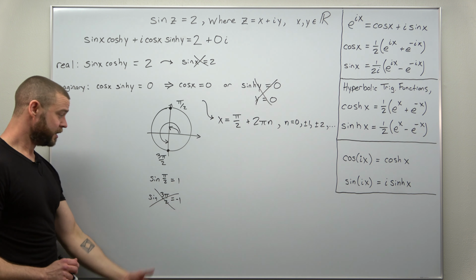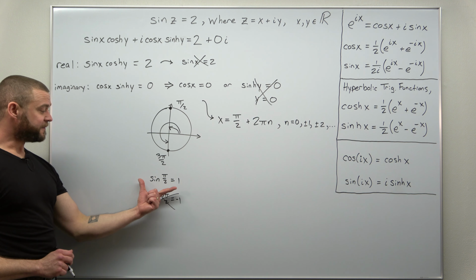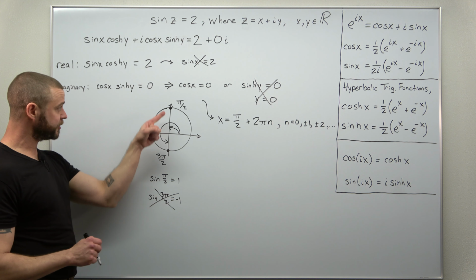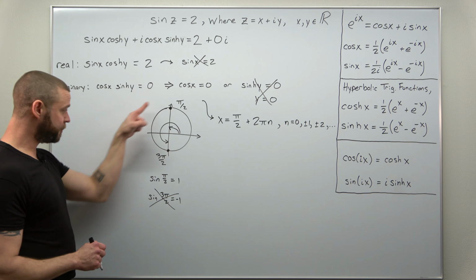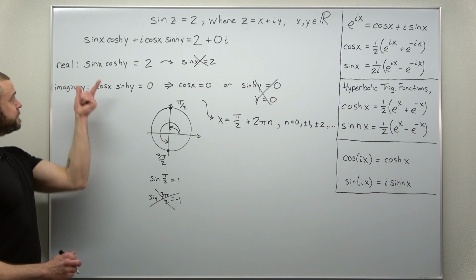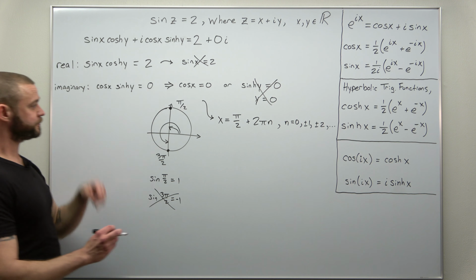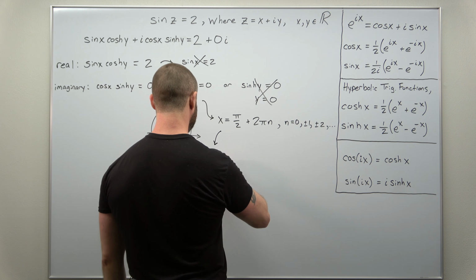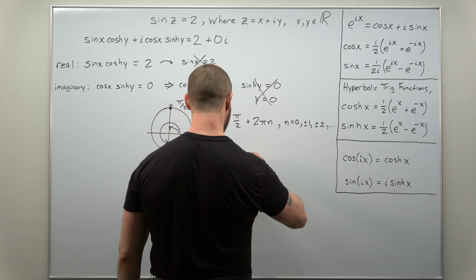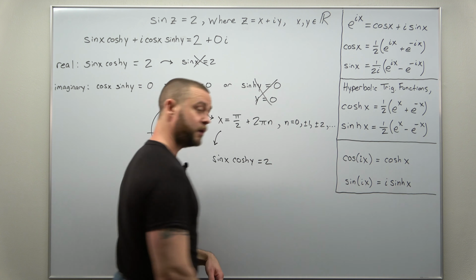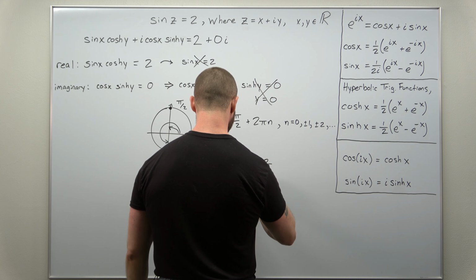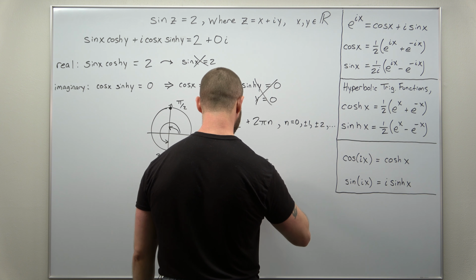Now, we're pretty much done. We're just going to make use of the fact that sine of any of these angles, in other words sine of pi over 2, or any multiple of 2 pi, which just brings you back there, equals 1. So in this equation, your sine value becomes 1. Sine of x times hyperbolic cosine of y equals 2. The sine of x part just equals 1, and we're left with hyperbolic cosine of y equals 2.